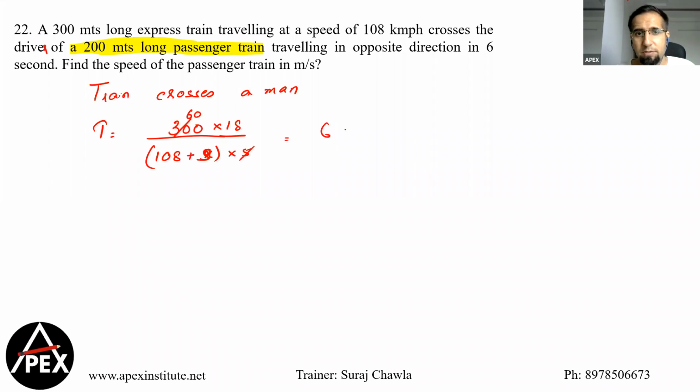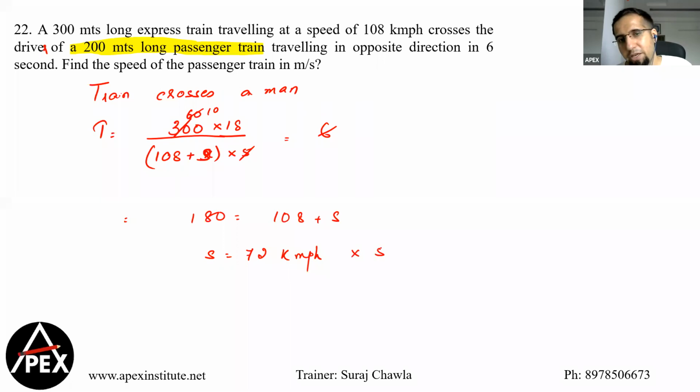Quick responses, please. So we have 180 is equal to 108 plus s, or we get the value of s is equal to 72, and we have assumed 72 kilometers an hour. Okay. Now I need to convert that in the form of meters per second into 5 by 18, and that's gonna be how much, guys? 20 meters per second should be your answer. Is this clear? Quick responses, please.